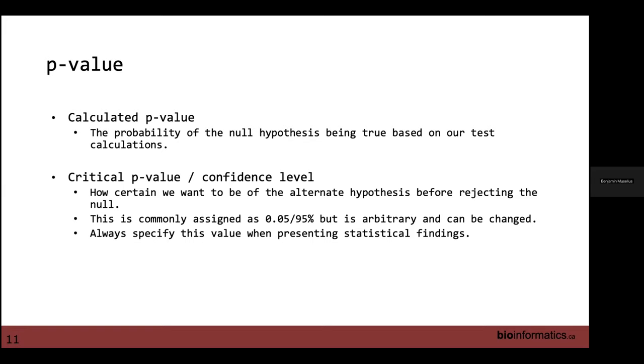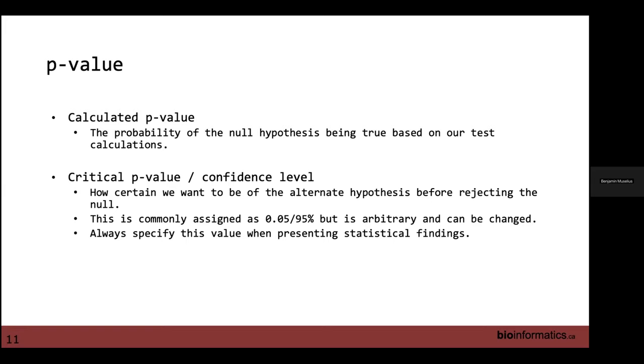All right, talking now about p-values. I kind of already mentioned this, but there are two types of p-values to be aware of. The first is the calculated p-value. This is what R or your statistical software spits out to you. It's basically calculated by the area under a distribution, going back to that idea, for whatever circumstances you are testing or have input into the software.